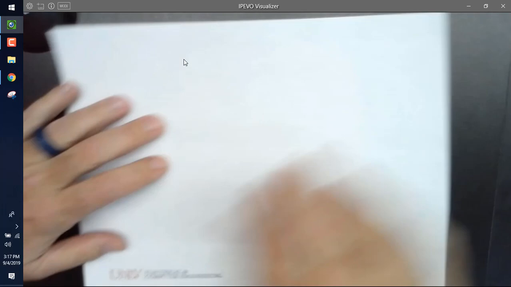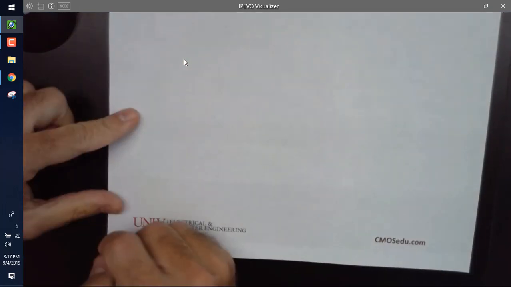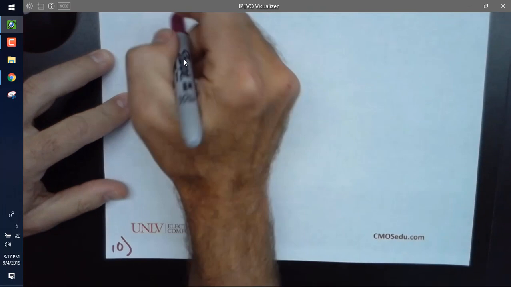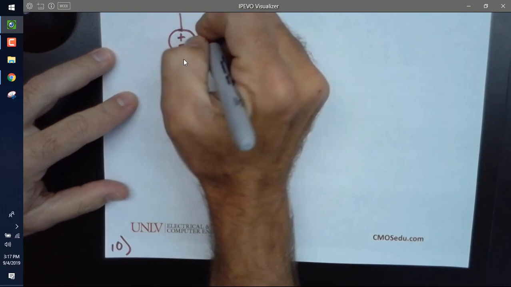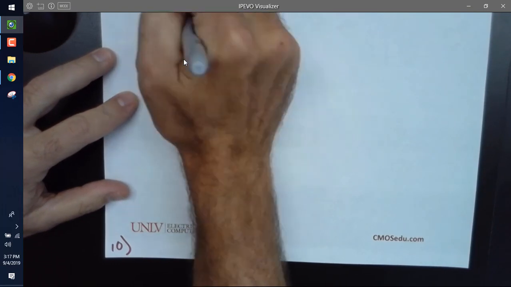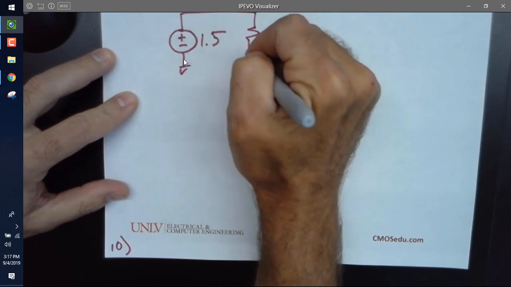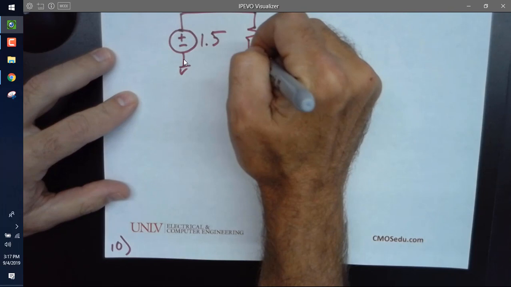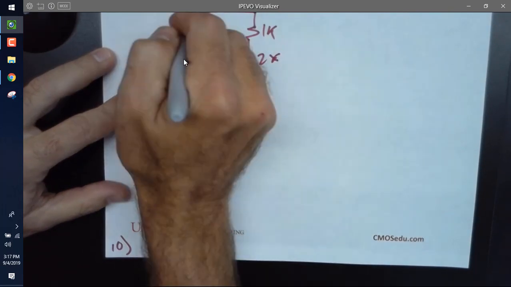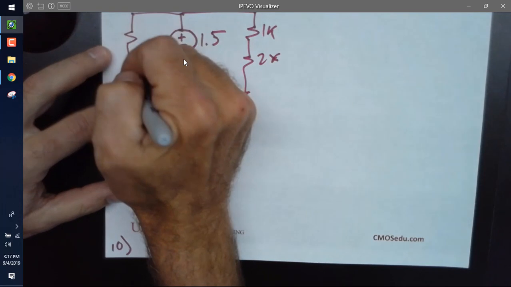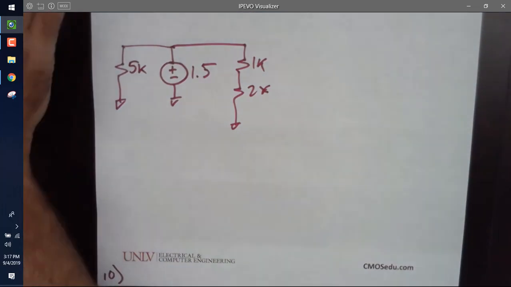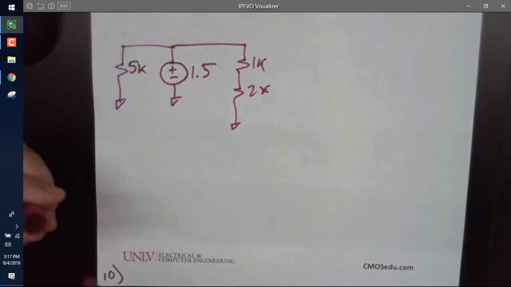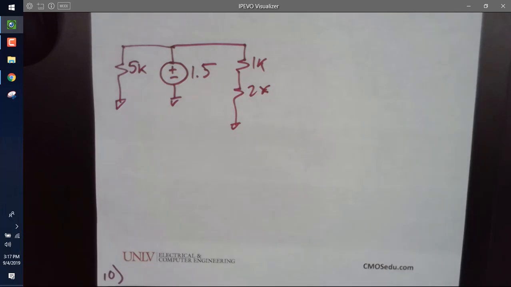So let's go get a circuit, and I want you to be able to write a SPICE net list. So let's pick one. Let's do something simple to begin with. Let's call this 1.5 volts. And then let's go here with two resistors. We'll call this 1K and 2K. And then let's go over here and let's put a resistor to ground of 5K. And I want you to handwrite the SPICE net list to simulate this. And I'm going to do it, then we're going to simulate it, and we'll make sure that it's correct.